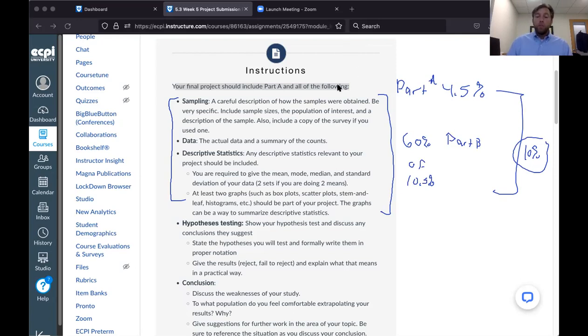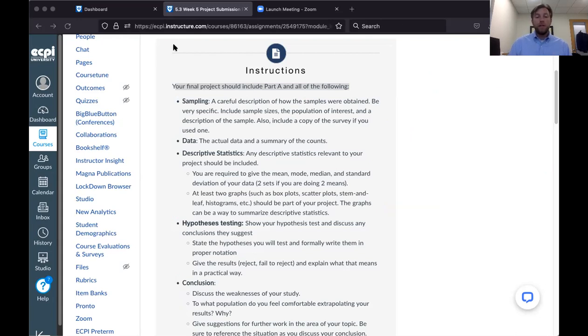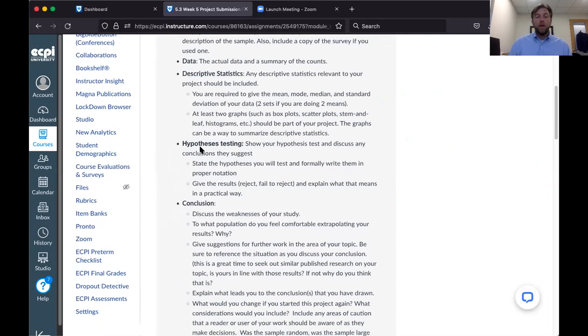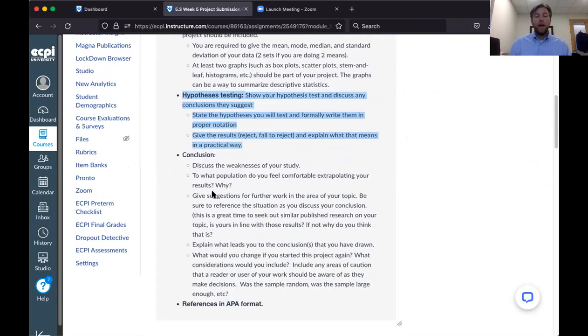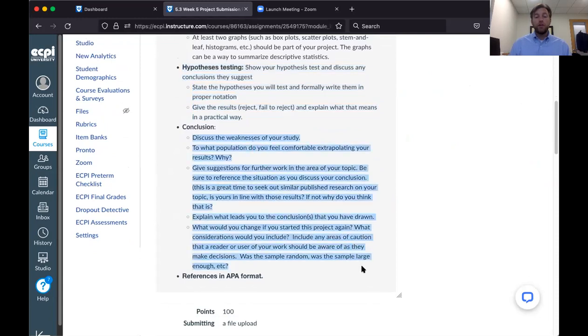So the new thing with part B, really all you do is you take your part A and you do two new things. You conduct a hypothesis test, and you answer the questions for the conclusion section. So what I want to talk about now is these parts. We're going to do the hypothesis test, show the hypothesis test, and discuss any conclusions it might suggest. And then you want to go ahead and discuss your results. So what I'm going to do first is the hypothesis test, show you what that looks like, and then we're going to translate it to the Word document.